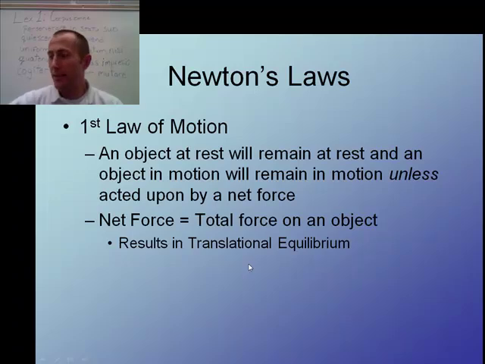And this results in what we call translational equilibrium. And if you look at the term equilibrium, it means balance. And so it means everything is balanced. All the net forces cancel out. And this term translational is simply a term that we use to talk about linear motion. We have other terms like rotational, which we use when we're talking about something spinning. But translational refers to when something is moving along. It's moving in a line.